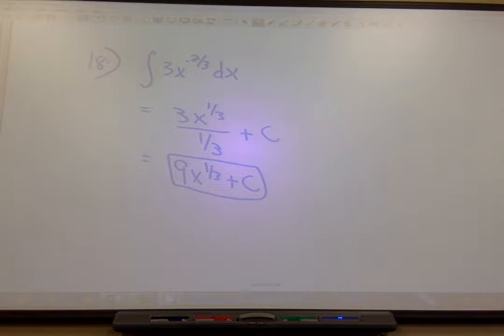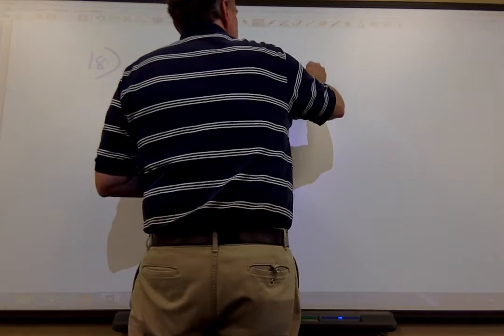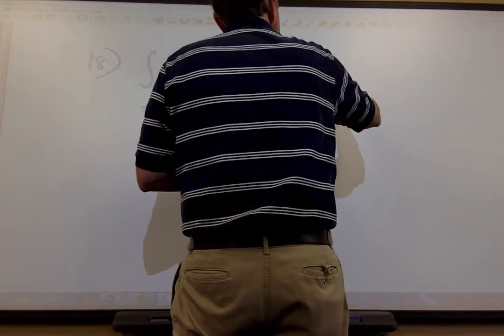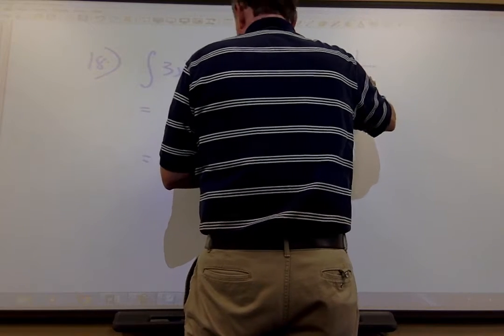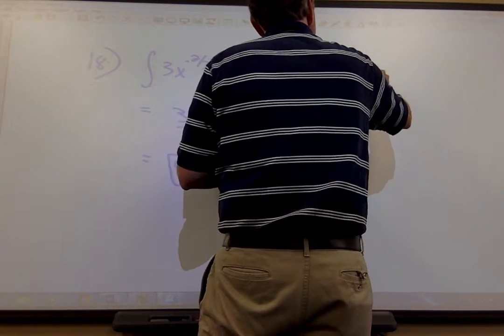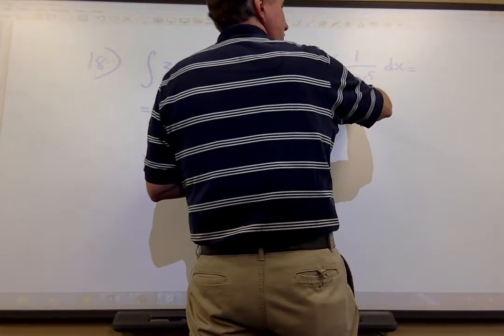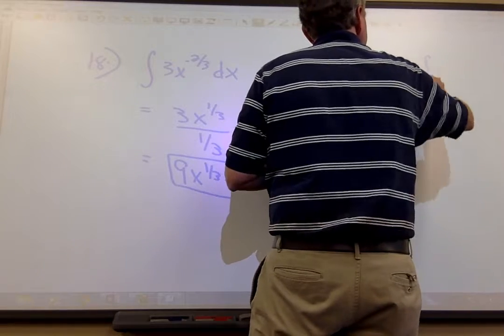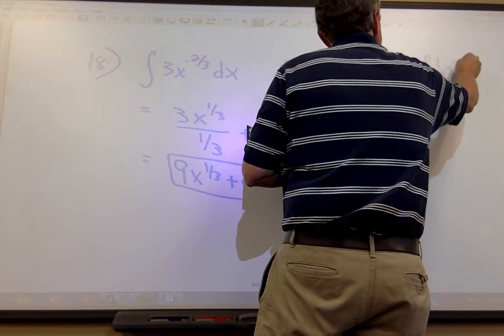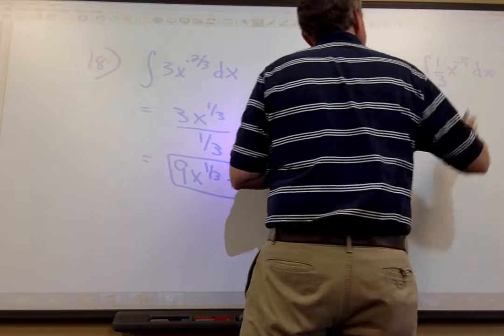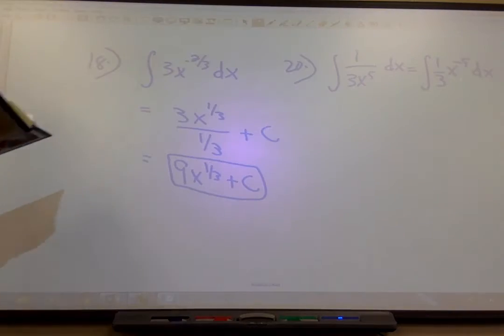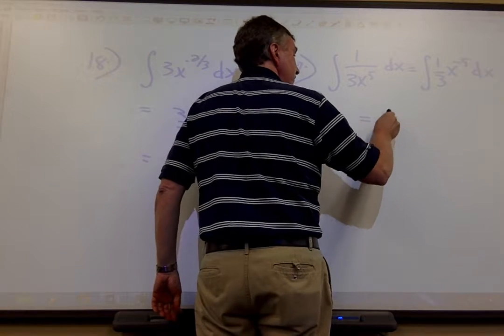How should I write number 20 to make it easy to work with the power rule? 20 gives me the integral of 1 over 3x to the 5th. Could you do 3x to the negative? Yes. But the 3 would stay down, wouldn't it? Yes. So I would say 1/3 x to the negative 5 dx, right? That sounds good. Bring that power up to the numerator as negative 5. Now, tell me what it would be.